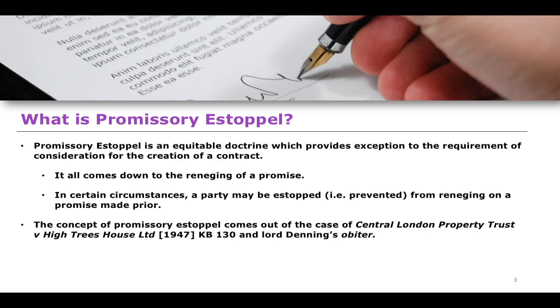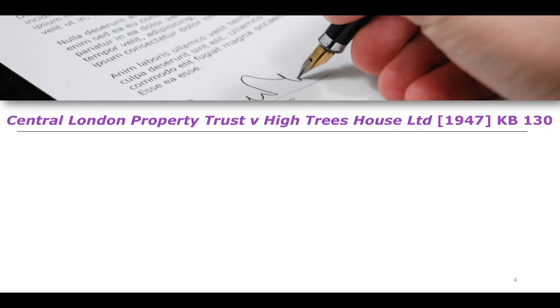It comes all from the case of Central London Property Trust versus High Trees House Limited from 1947. Specifically, it comes out of Lord Denning's obiter in this case. So we will talk about this as we go through the case, look at the facts of the case, and look at what the obiter actually suggests.